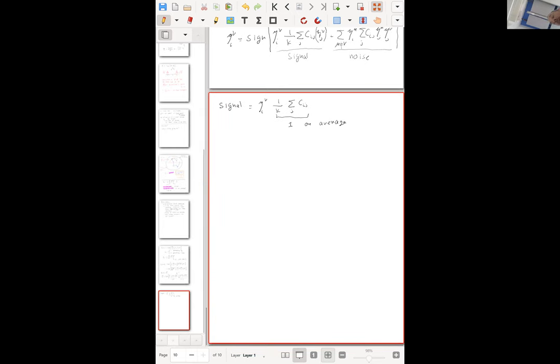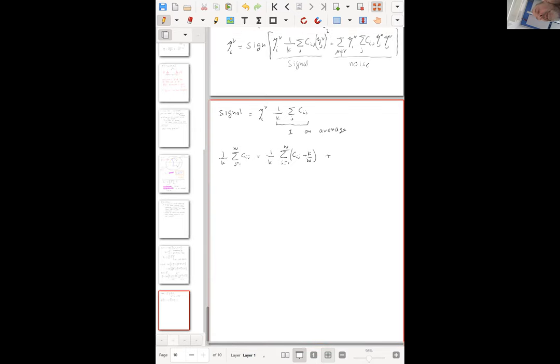It's not exactly 1, and we want to work out the noise, so there's some noise in this one as well. So we can ask, how big is that? This is basically 1 over k, the sum on j equals 1 to n of C_ij, equals 1 over k, the sum j equals 1 to n of C_ij minus k over n, the average value of C_ij, plus 1 over k, the sum j equals 1 to n of k over n. And this term, of course, is just equal to 1. That's the on average term. And this term, these are a bunch of independent zero mean random variables.